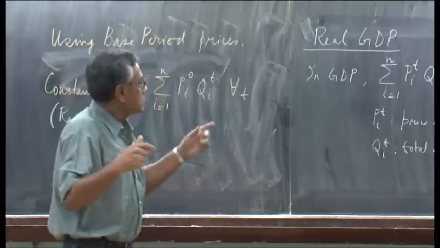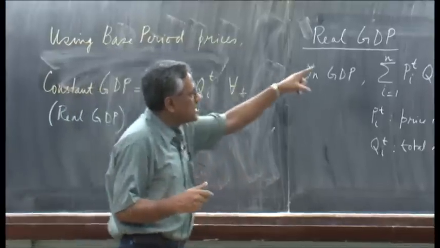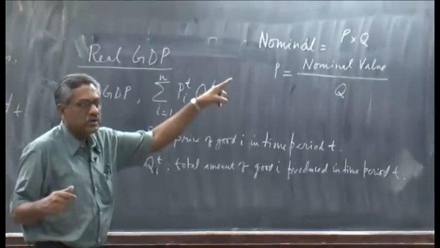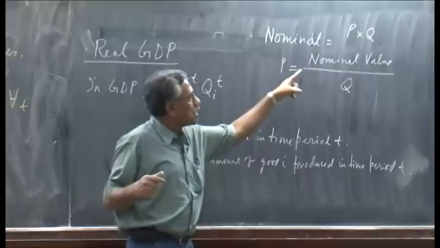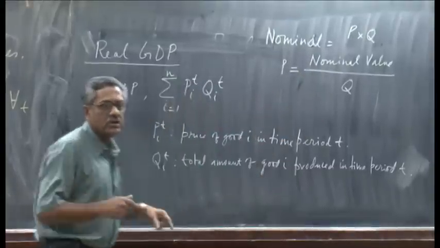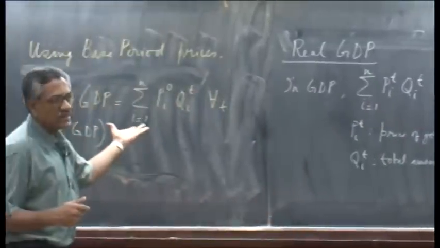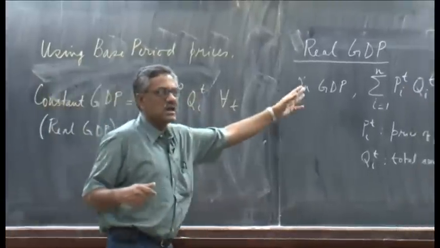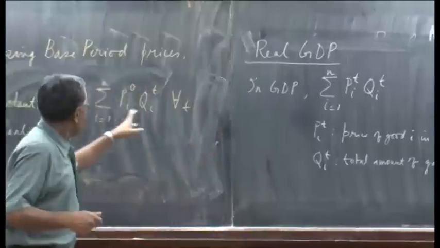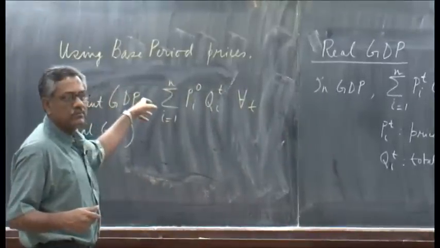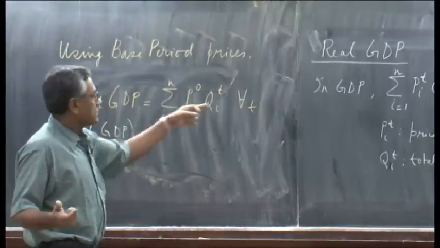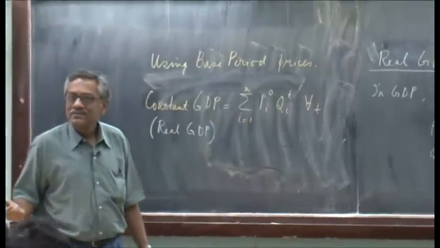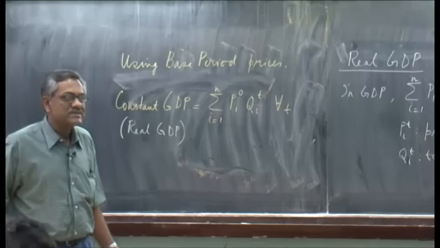All right? In this case, if nominal value is equal to P into Q, price into quantity, therefore price is equal to nominal value divided by the physical quantity. What will be a measure of price level that emerges from these two variables, nominal GDP, which is current market price GDP, and constant GDP? The nominal GDP divided by the constant GDP. You have a measure of prices.